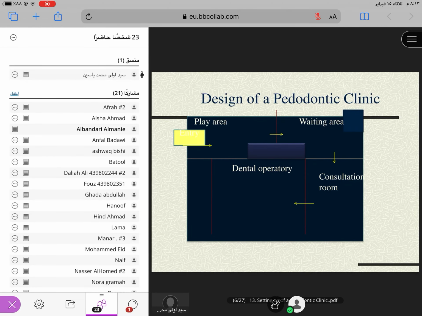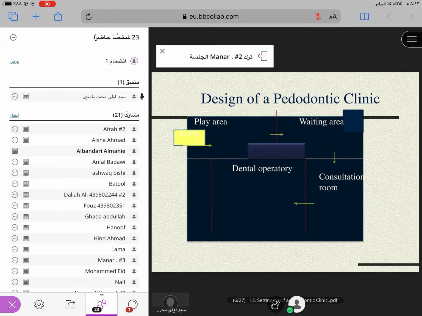Now, how should be the design of a pediatric dental setup or a pediatric dental clinic? First and foremost thing is that the entry area should begin with a play area. That will be more comfortable, more fun for the child. They'll be very happy to visit the clinic. Okay, later you have a waiting area for the parents as well as for the child. Then you should have a consultation room. Following the consultation room, you have the operatory at the end.